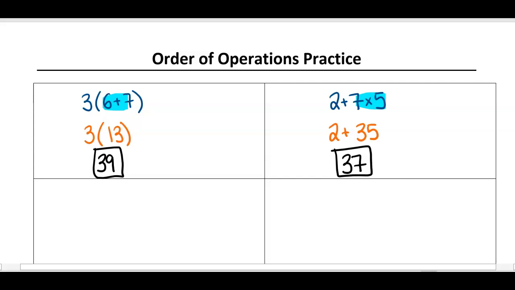The highlighted blue is my first step. So in the first problem, I started with parentheses, because parentheses always come first. In the second problem, I did not have parentheses or exponents, so I started with multiplication or division, in this case multiplication. So 7 times 5 is 35.